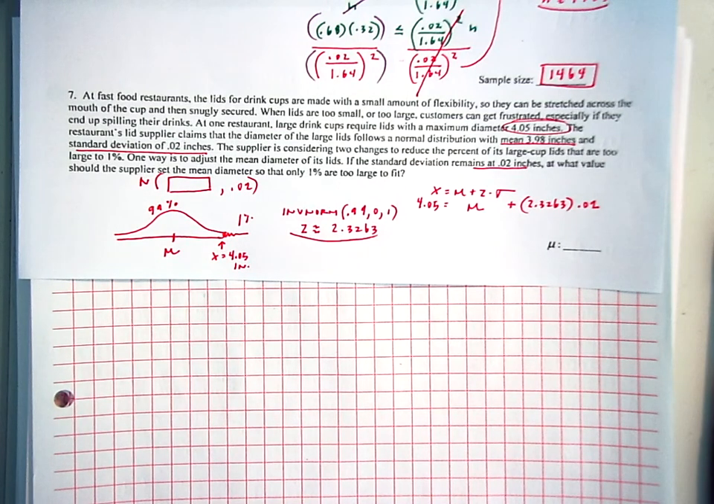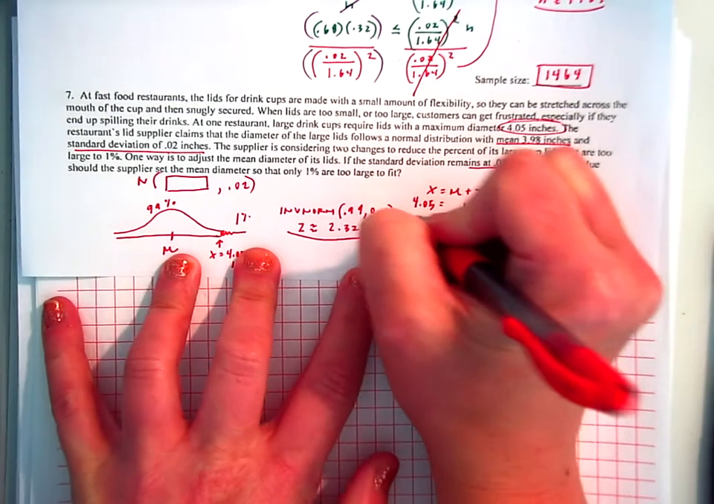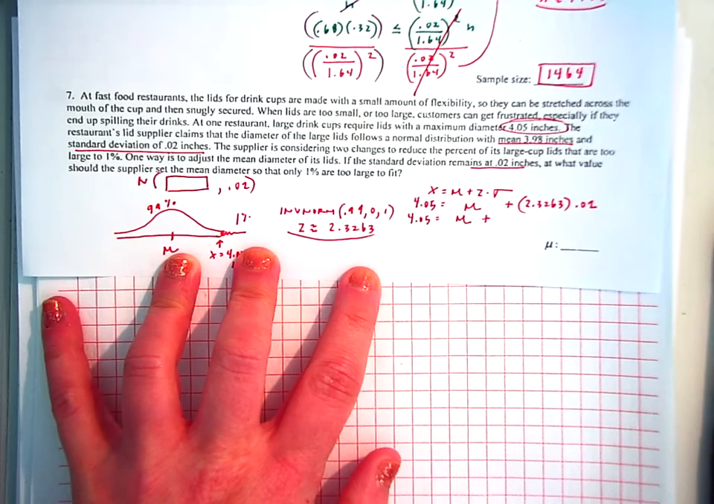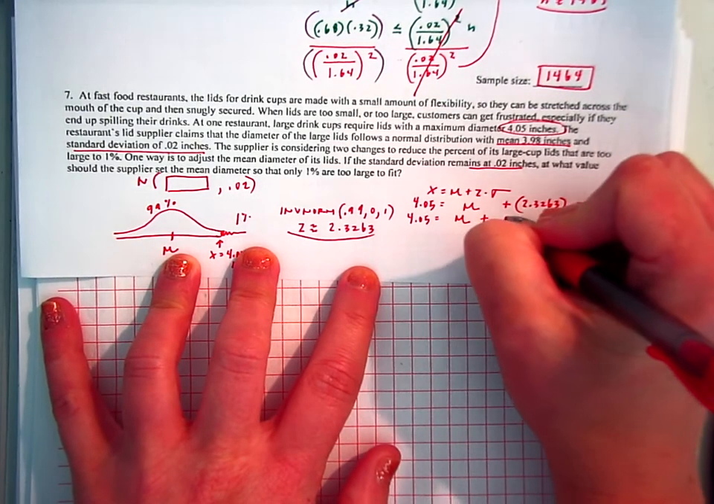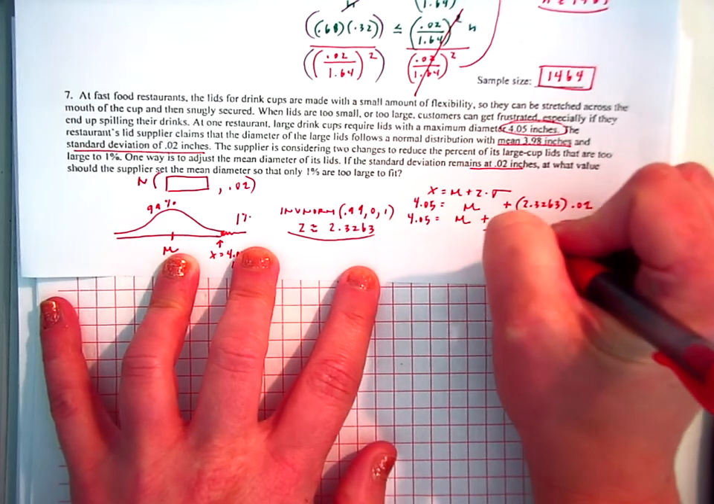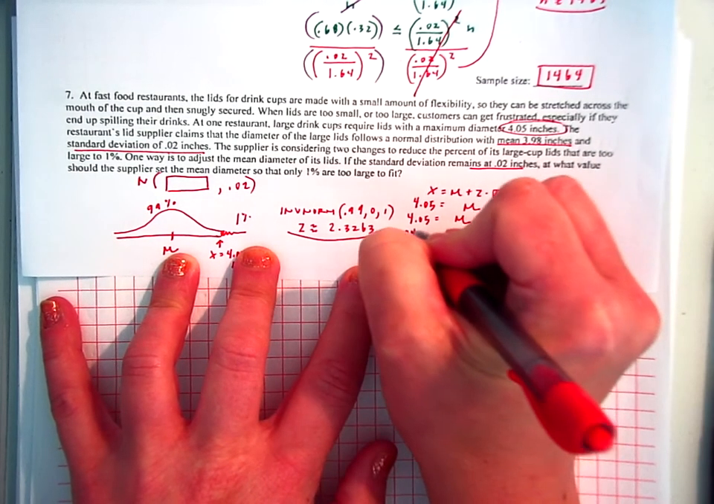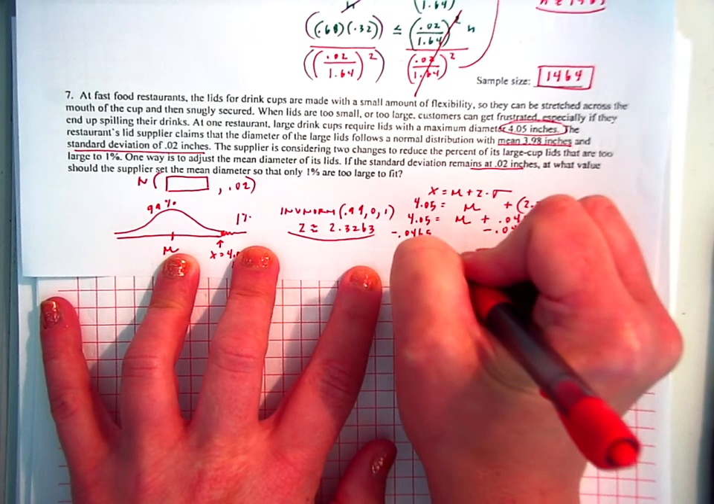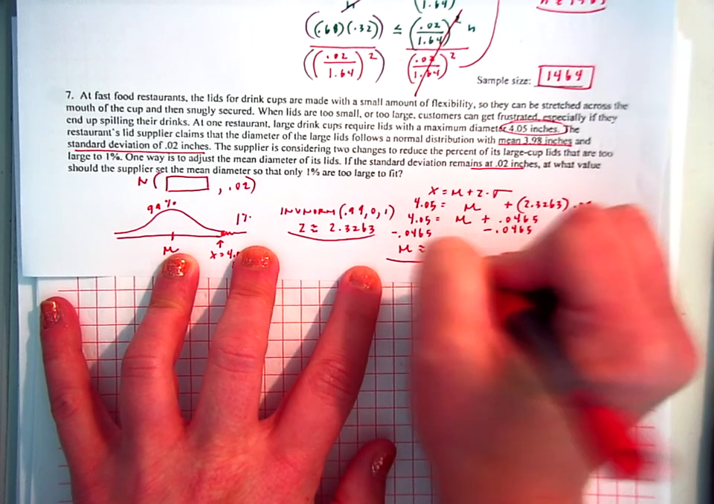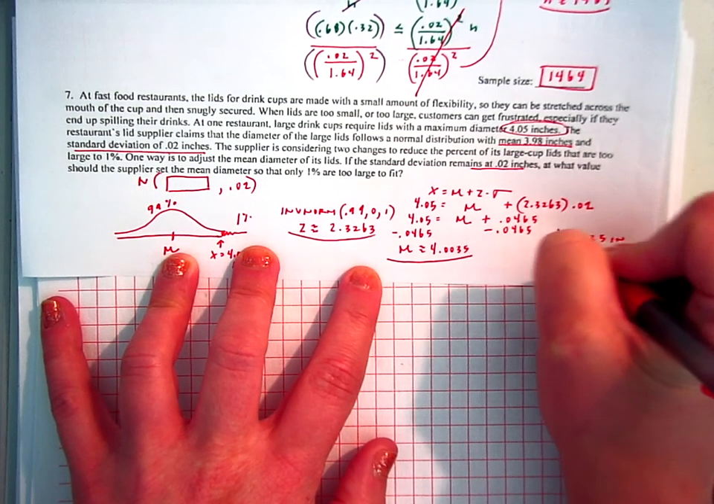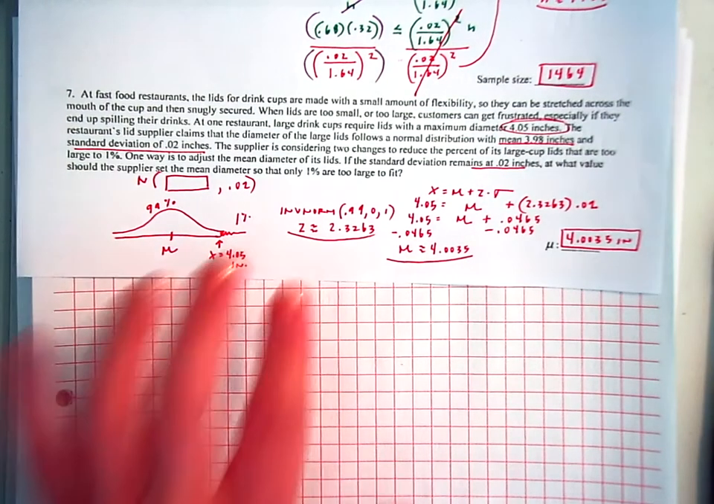Okay, and then again, I'm just back to essentially an algebra problem, right? I've got to get the mean all by itself. So I'm going to have 4.05 is equal to the mean plus. Okay, when I crunch this product, I get 0.0465, and then I want to take that away from each side. 0.0465. Okay, so my mean ends up being about 4.0035. And my units are inches.